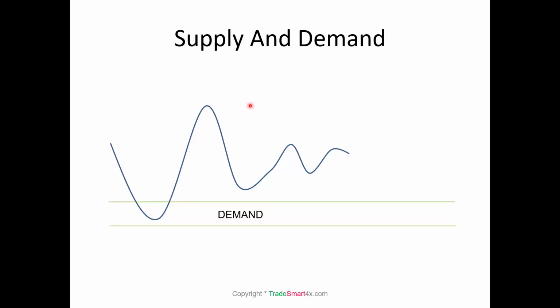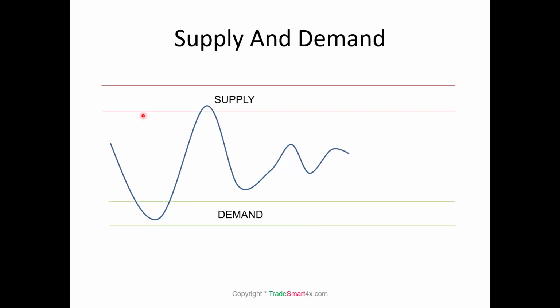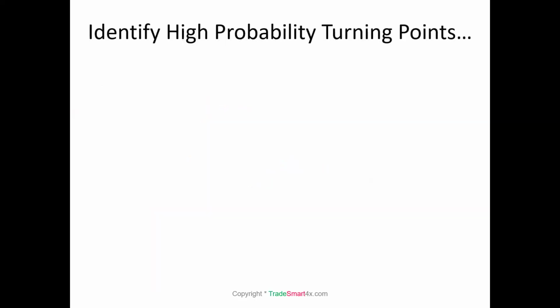And when do markets come down? Where they hit supply, where there's more winning sell orders up here than winning buy orders, as we said earlier. So your job now as a trader is basically to identify high probability turning points in the market. And I'm going to show you a little bit about how to do that.